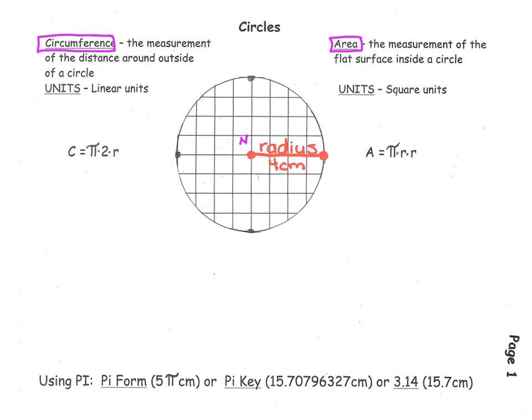No matter where we draw a radius in this particular circle, it will always be 4 centimeters in length. Let's draw another radius from center to 2 o'clock. That radius will be 4 centimeters. Let's draw another radius from center to 4 o'clock. That radius will be 4 centimeters in length. No matter where you draw your radius, it will always be 4 centimeters in length for this particular circle.